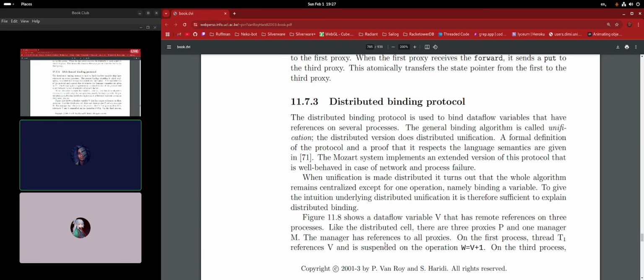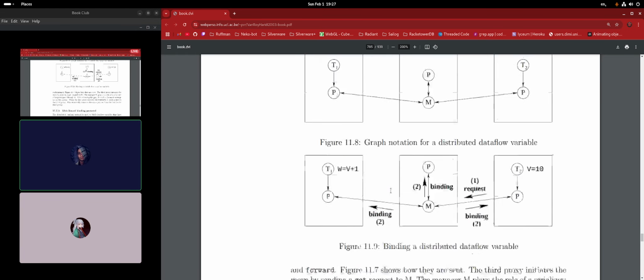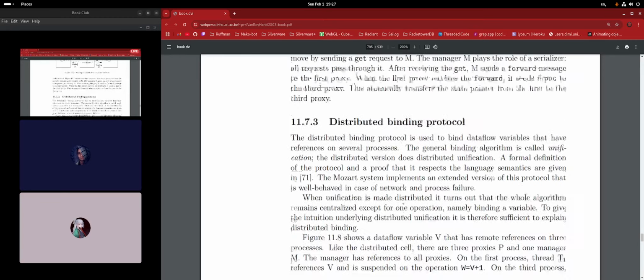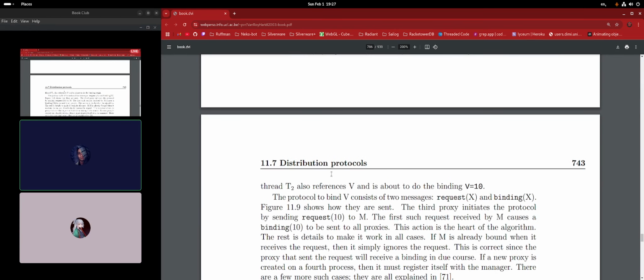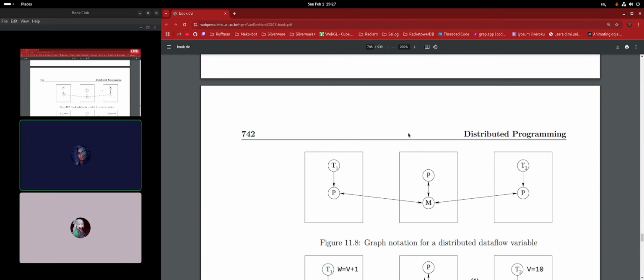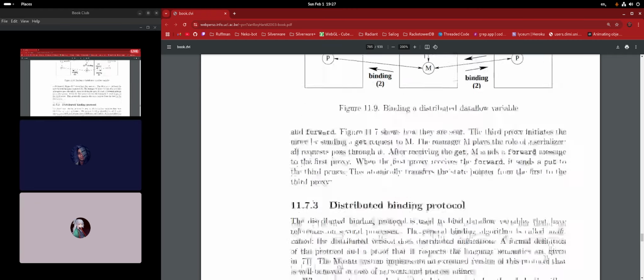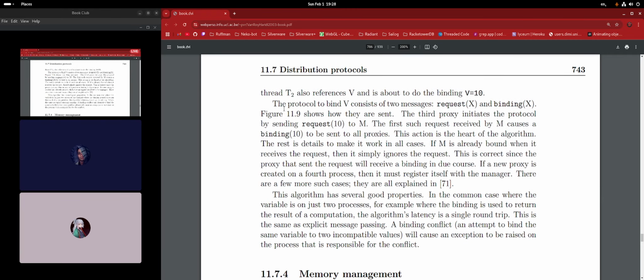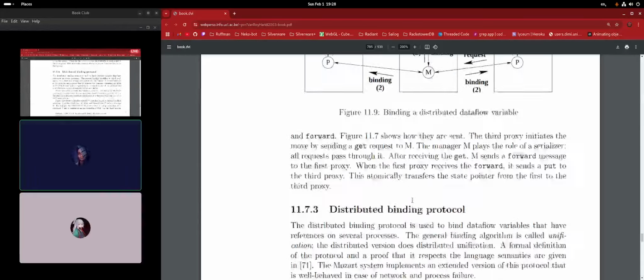On the first process, thread T1 references V, and it is suspended on this operation. So thread 1 is the one on the left. On the third process, or the one on the right, there's also a thread T that references V and is about to do the binding. This is very important because the guy on the right is essentially binding something that the guy on the left is blocked by. That's the reason it matters. The protocol to bind V consists of two messages, request and binding, and then we have this other diagram here.